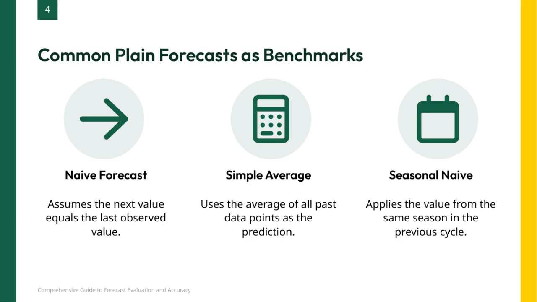Now, let's talk about some common plain forecasts that serve as useful benchmarks. First, the naive forecast is probably the simplest approach. It just assumes that the next value will be the same as the most recently observed value. While straightforward, it can be surprisingly effective for very stable data. Next, the simple average method takes a broader view by using the average of all past data points to make a prediction. This smooths out fluctuations but might lag behind sudden changes. Lastly, the seasonal naive forecast recognizes patterns by using the value from the same season in the previous cycle, which is particularly helpful in data with clear seasonal trends. These benchmarks help us gauge how much more complex models improve on basic assumptions.